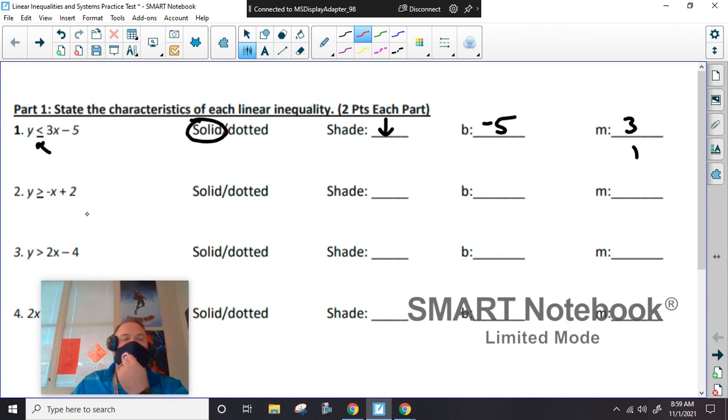Now, let's look at number 2. Is this going to be solid or dotted? Solid because of this line right here. Are we going to shade above or below? Up. We're going to shade up because the y is being eaten. What is our b? 2. And our m, you could do that, or you could put -1 over 1. Either way, I don't care. So we'll be good for that. And see, there's another 8 points. This goes by pretty quick.